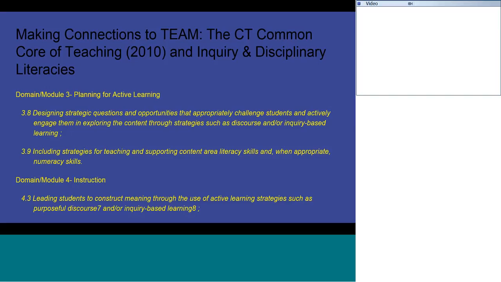So for example, with this slide here, making connections to TEAM, I just wanted to show you in module 3, planning for active learning, and module 4, instruction, how specifically you could connect the topic of literacy that we've gone over today to the TEAM process.